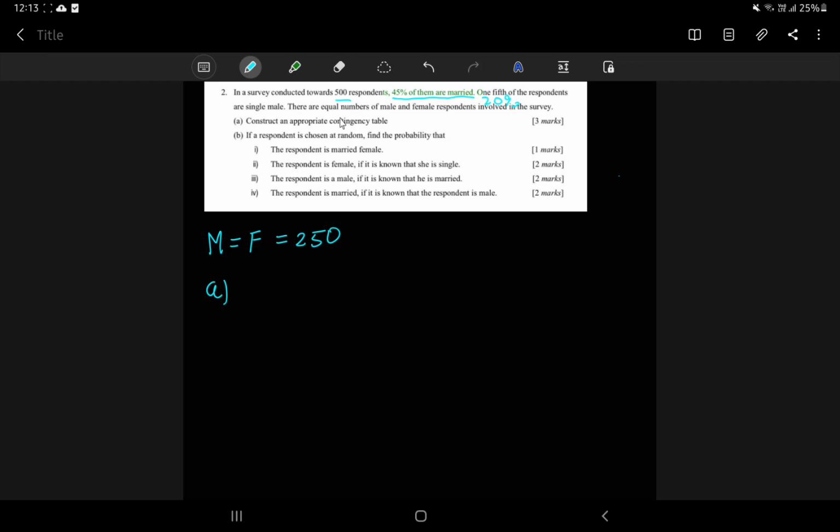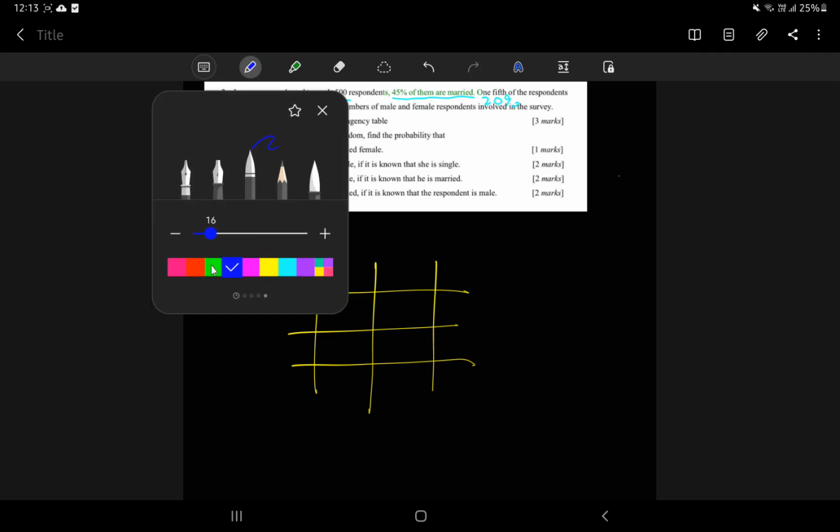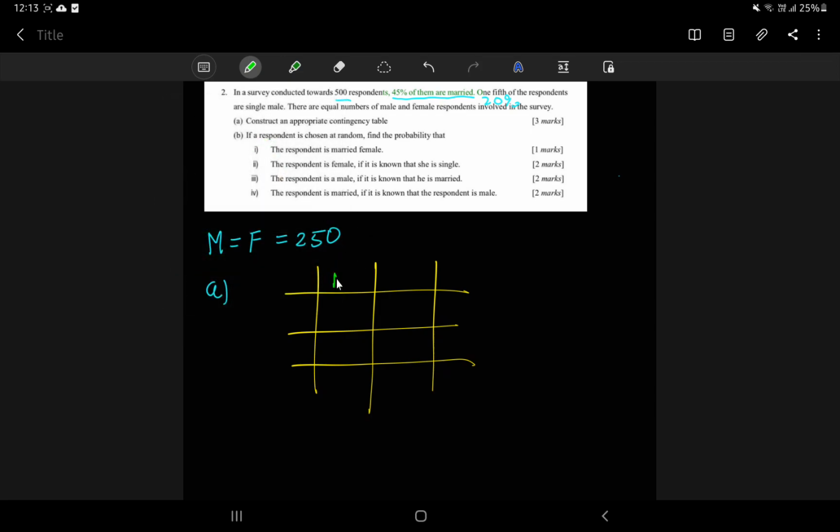It is just a normal table that you always see like this, right? So let me make the table for you. Where I want to put my gender is maybe over here. So this is male, female, total. This is married, single. And this is total. T stands for total. Total number.